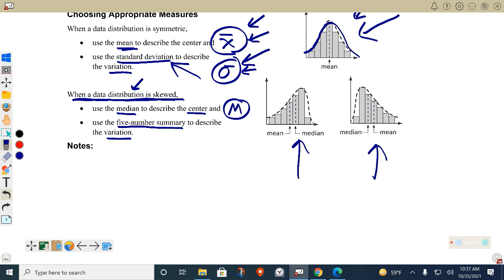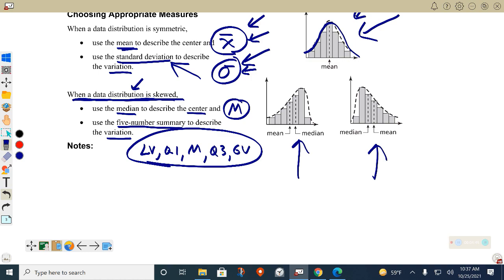Remember the 5-number summary we used for box plots, box and whisker plots? It was the least value, quartile 1, median, quartile 3, and the greatest value. Remember this is the 5-number summary? We use this to describe the variation if data is skewed to the left or skewed to the right, okay?